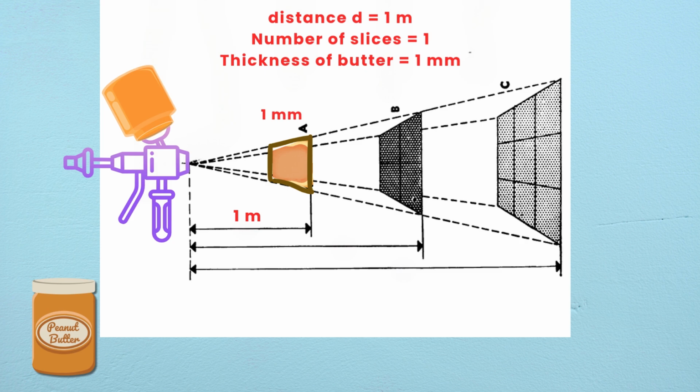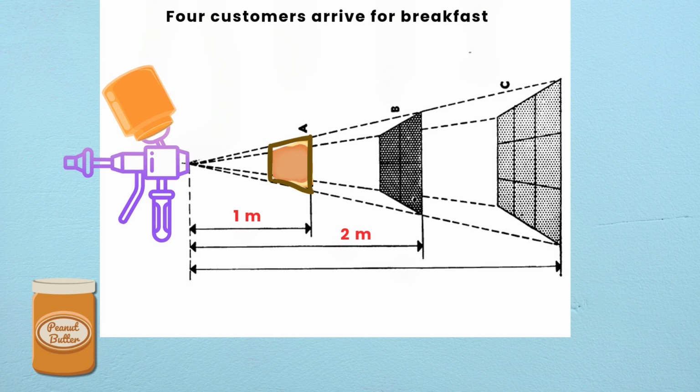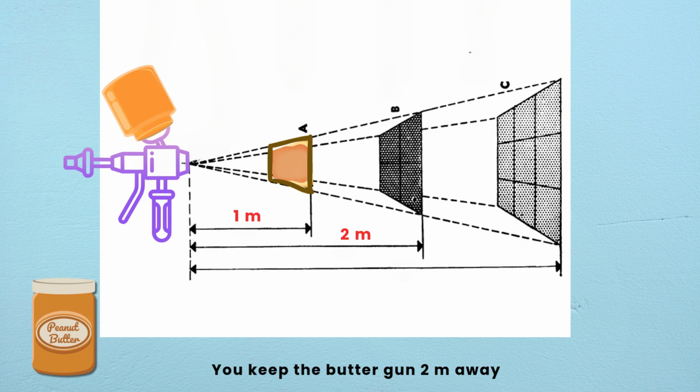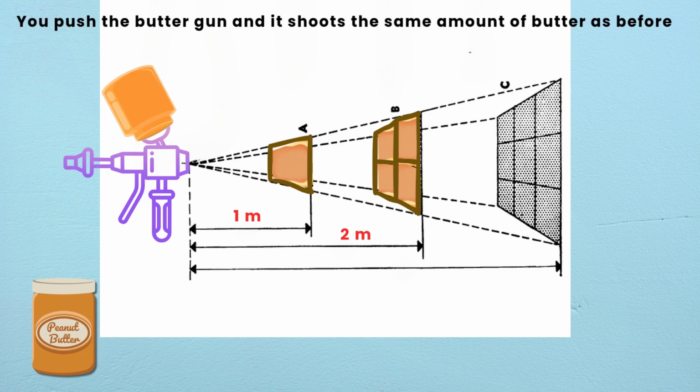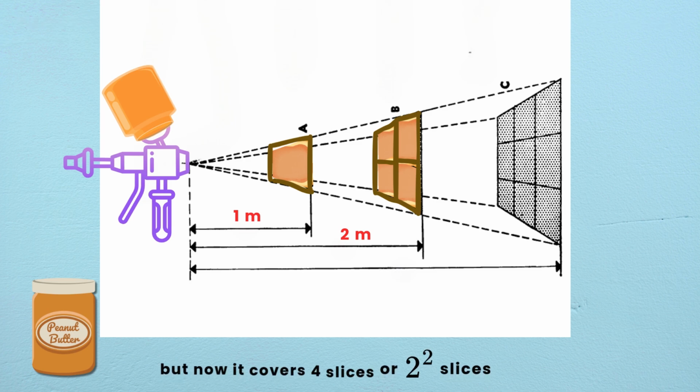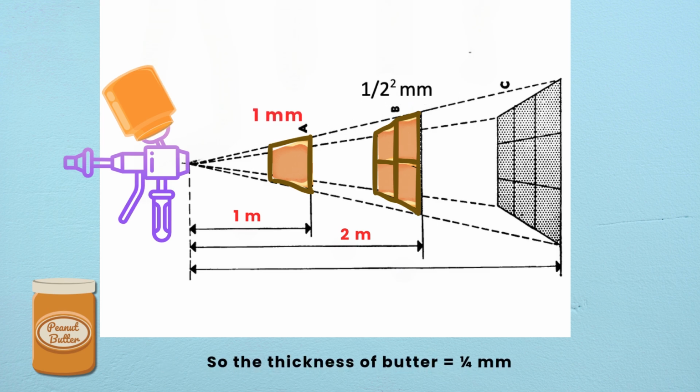So, when distance d equals 1 meter, the number of slices is 1 and the thickness of the peanut butter is 1 millimeter. 4 customers now arrive for breakfast. You keep the butter gun 2 meters away. You notice that it covers a wider area so that you can lay out 4 slices of toast as shown. You push the butter gun and it shoots the same amount of butter as before, but now it covers 4 or 2 square slices. So the thickness of butter equals 1/4 millimeter or 1/2 square millimeter.